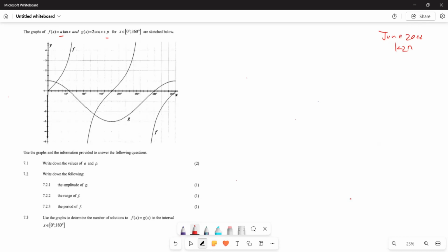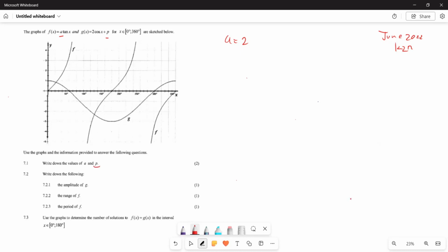If you look at this particular graph of ours, carefully, you're going to see that it has an amplitude, or the A, which is going to be equal to 2. That is the A of that particular graph. And now let's look at the P of this one.